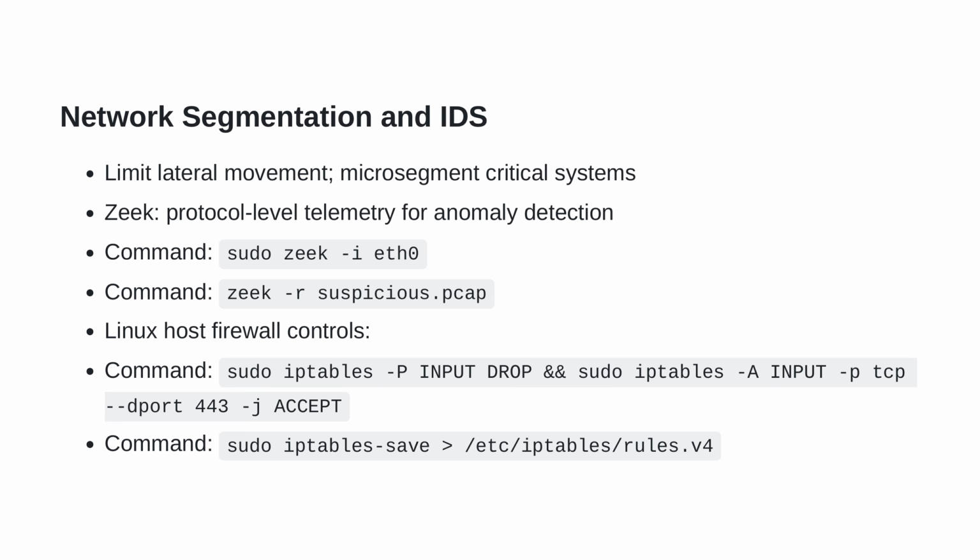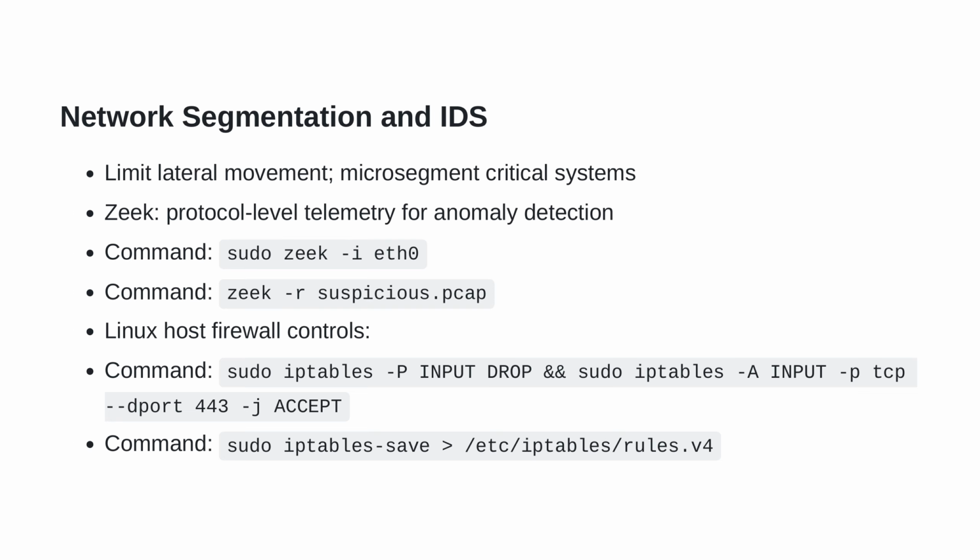This slide is about shrinking the blast radius with segmentation and adding visibility with an IDS. Start by limiting lateral movement. Place critical systems in their own microsegments and allow only the minimal, documented flows between them. Enforce those policies at multiple layers: network ACLs and host firewall, so an attacker who lands somewhere can't freely move east-west. For visibility, Zeek gives you protocol-level telemetry that's excellent for anomaly detection and hunting.